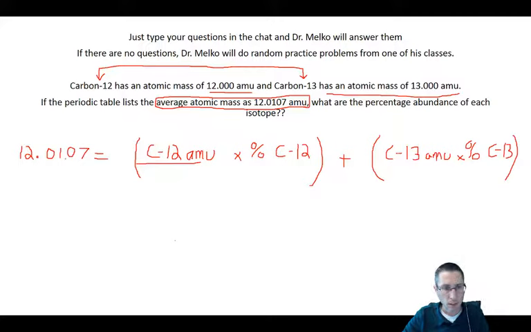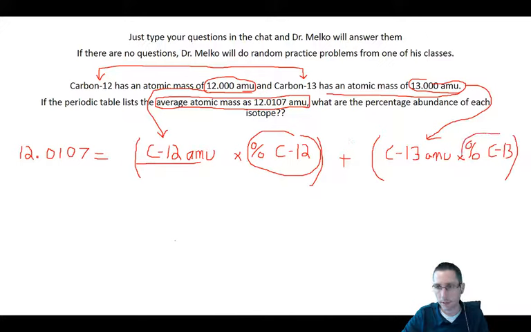Welcome, Gage. So this is the overall formula. We're given some of these pieces of information here. 12 AMU is what we're going to put right here. That's the mass of carbon 12. Mass of carbon 13 is this 13 AMU. And we need to identify the percent of each, so this one and this one.